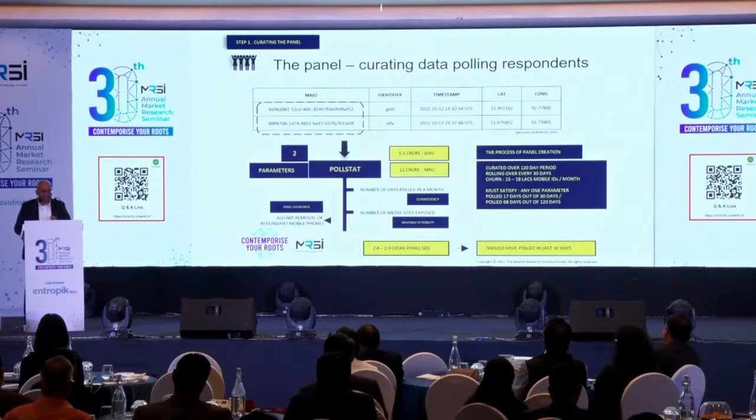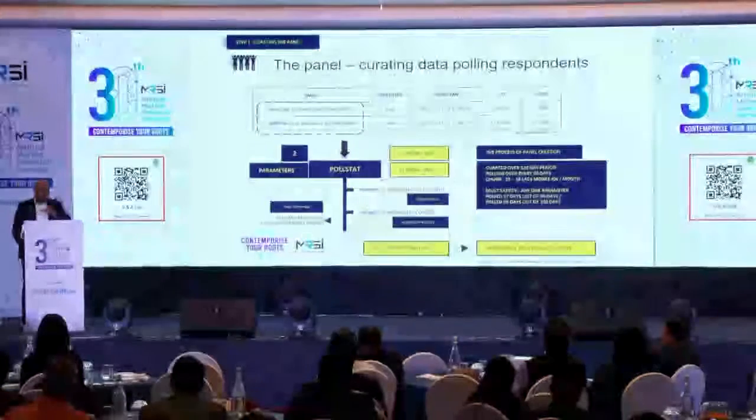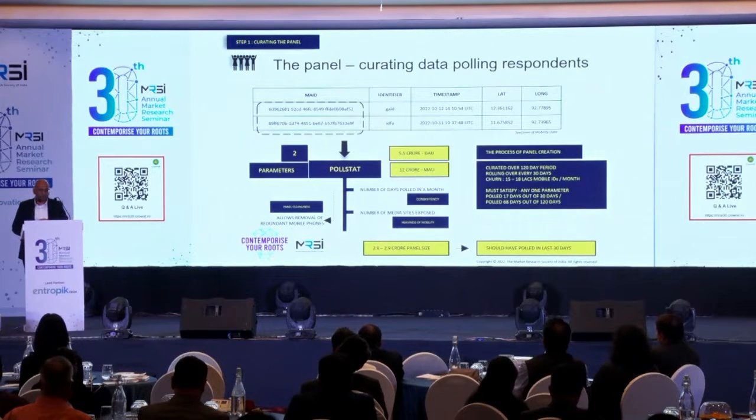While curating the panel, we look for consistency of polling over a window of 120 days. If we are curating a panel for the month of October, for example, starting from October 30th, we look back 120 days into the panel and see what patterns are emerging. The minimum data hold for a period is 30 days for any mobile ID before they become part of a panel.